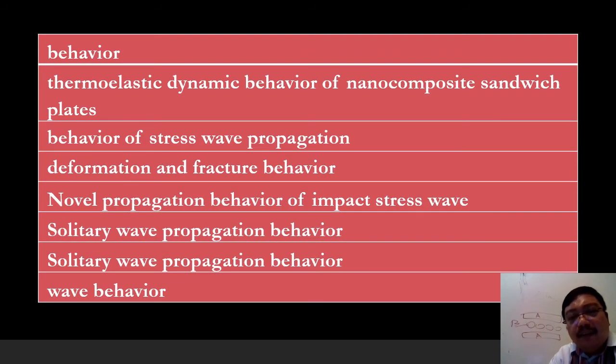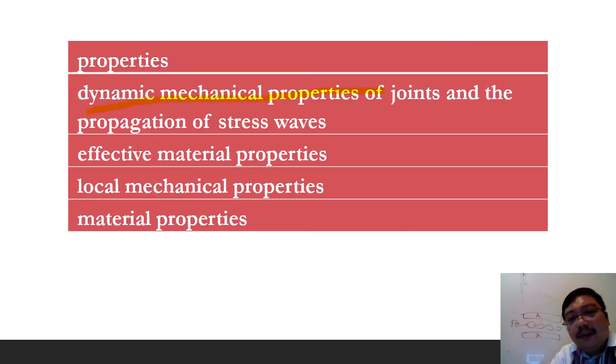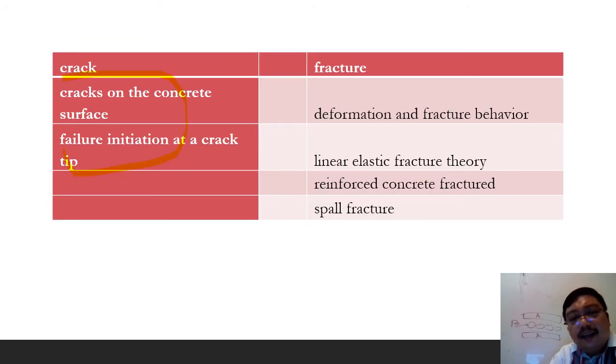And then the behavior: thermoelastic dynamic behavior of stress wave propagation, deformation, non-wave propagation behavior, solitary wave propagation behavior, and many more. Okay, there are many, but I just listed a few. Properties: dynamic mechanical properties, effective material properties, local mechanical properties, and then the crack. If you are doing this kind of research, crack will happen, fracture also happens. This is more things that you may want to study. Okay, crack on concrete, crack on failure initiation, and crack tip.